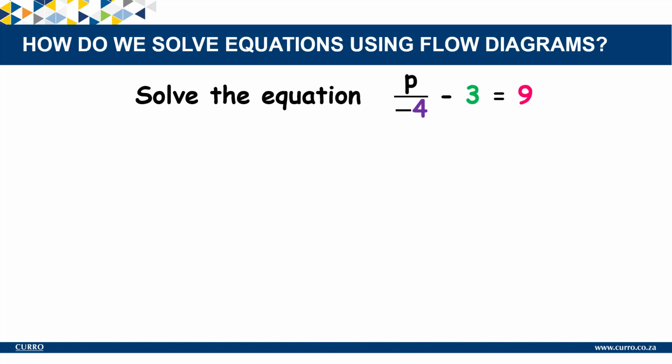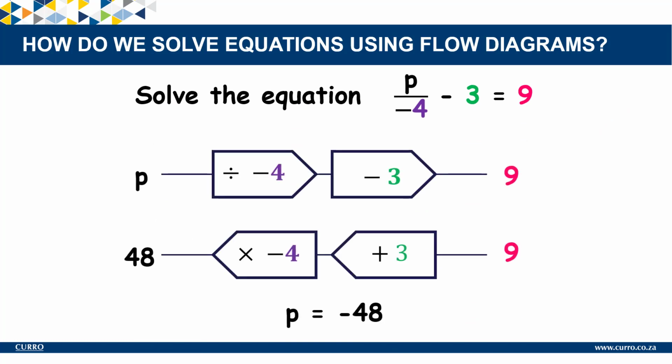Let's try this one. What happened to p? We divided p by negative 4. Then we subtracted 3. That is 9. To solve for p, we start with 9. We add 3, that is 12. And we multiply by negative 4. And oopsie, that should be negative 48. So p is negative 48.